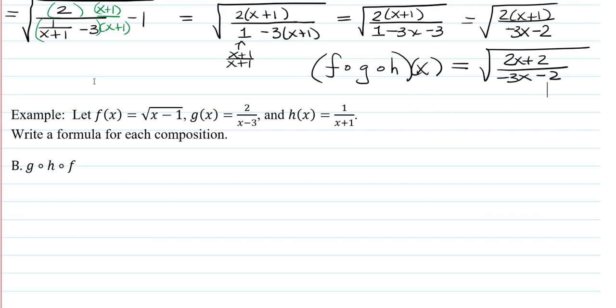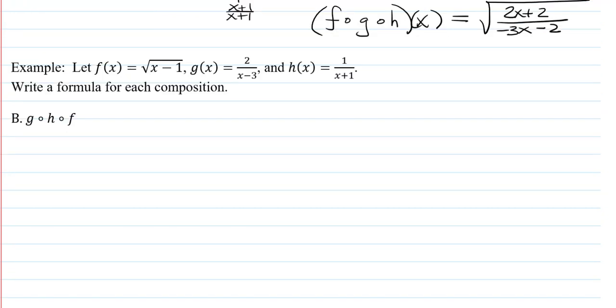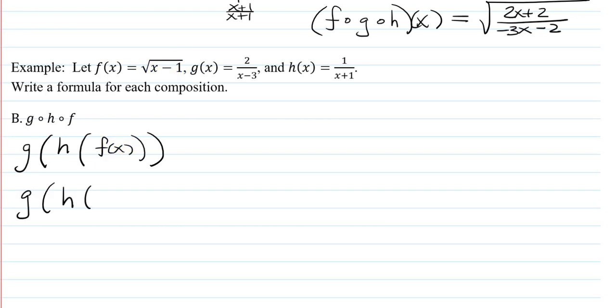This time we're going to do g composed with h composed with f. As soon as I see the composition notation, I'm going to replace it with function notation. So we have g of h of f of x. Okay, I'm going to replace the f of x with what it's equal to, square root of x minus 1. This gives us g of h of square root of x minus 1.